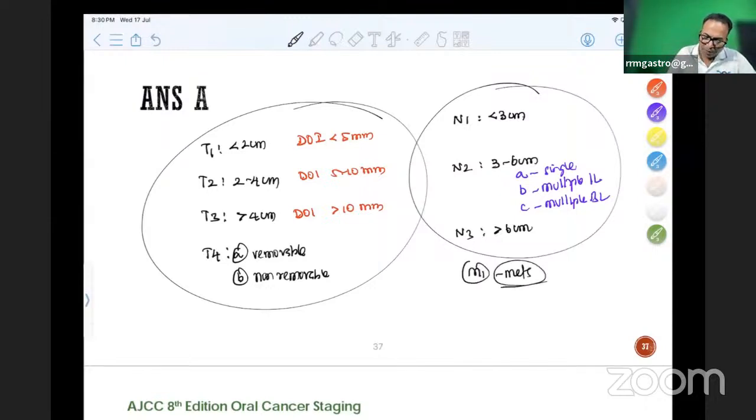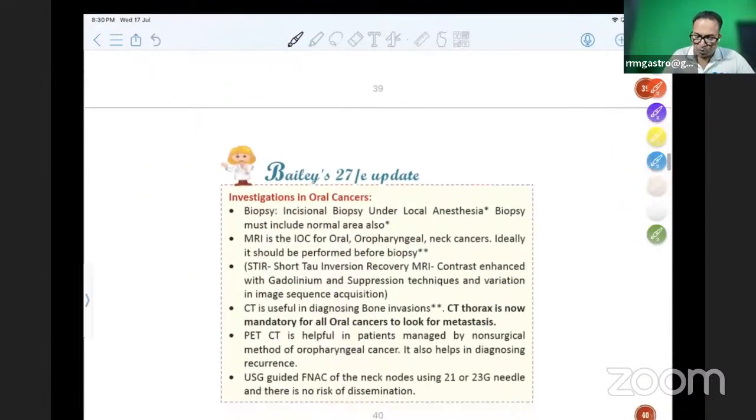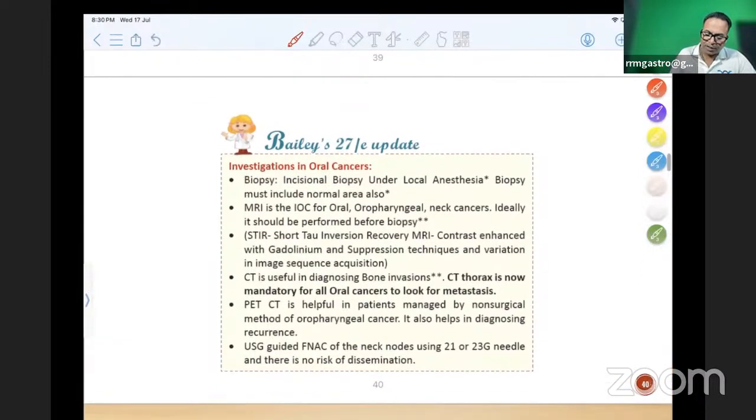So this is a very favorite topic. T, N, M staging of oral cancer and breast cancer can come for your exam. Please go through that staging. And don't forget the investigation of choice: MRI for oral, oropharyngeal, neck cancers. And always, ideally, MRI should be performed before biopsy. Okay.